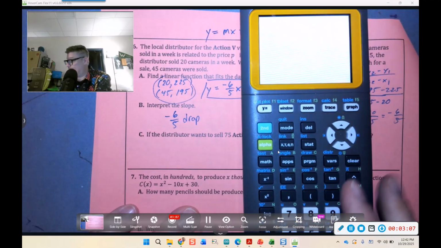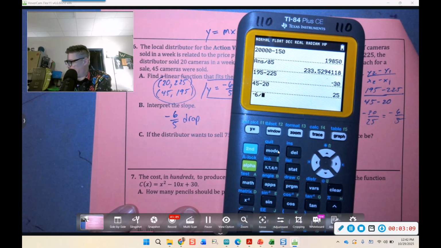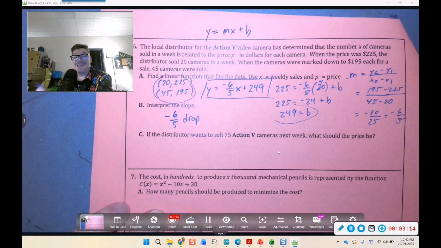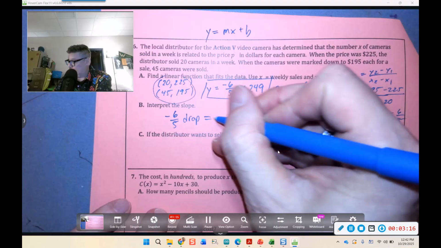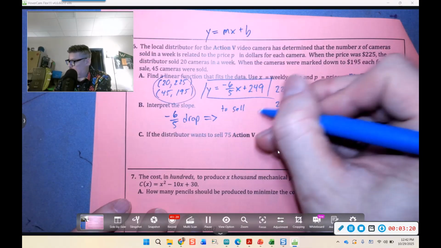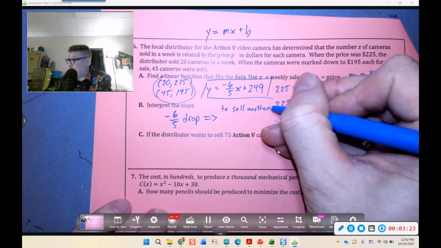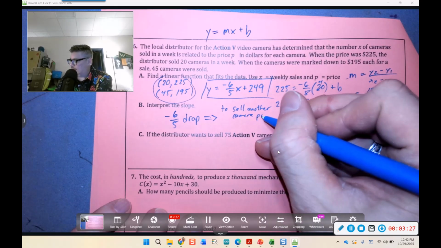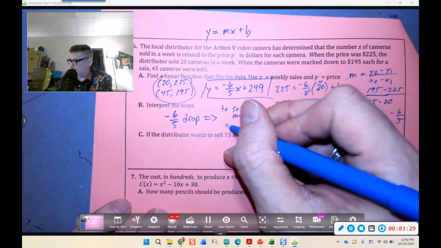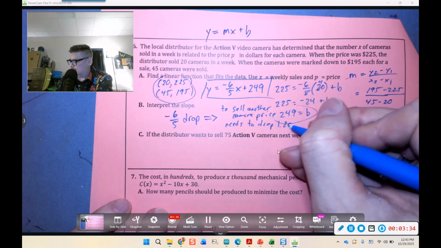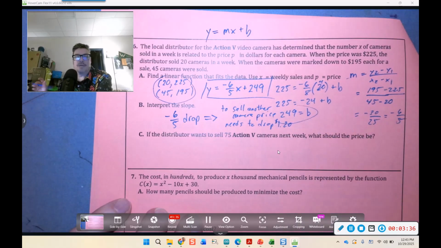Now what is that? -6 divided by 5 is actually -1.2. So if I want to sell an extra camera, to sell another camera, the price needs to drop $1.20. Okay, so the price needs to drop $1.20 for me to sell one extra camera.